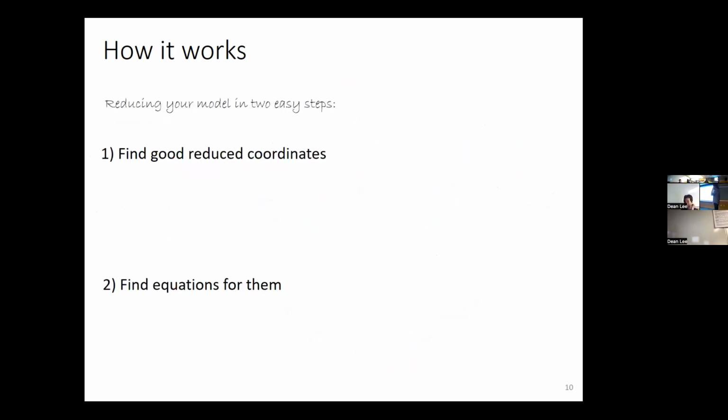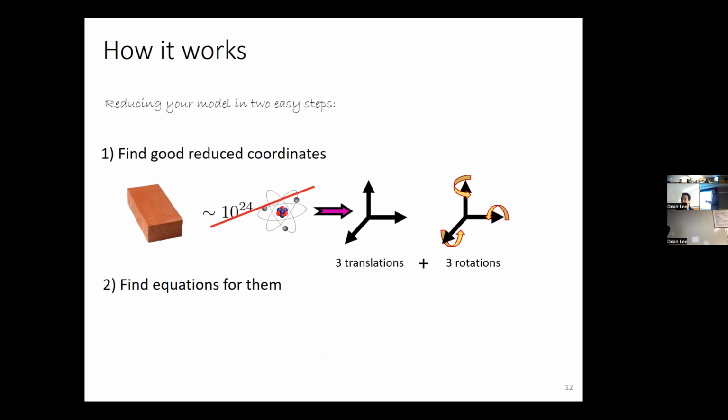For this talk, I want to think in two ways. You need to find good reduced coordinates. Probably all of you have heard me give the example of the brick. Good reduced coordinates for the brick are not the positions of the atoms, but, for example, translations and rotations, degrees of freedom. And you need to find equations for those reduced coordinates and how they evolve in time, with parameters, whatever.